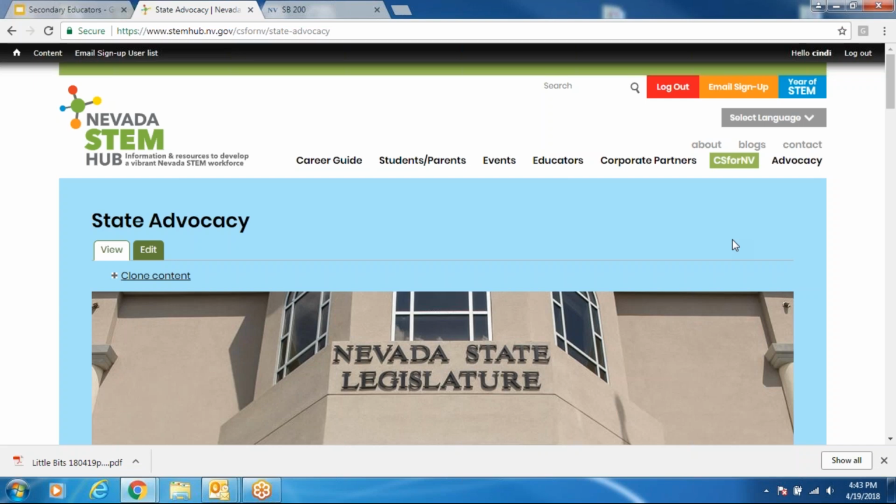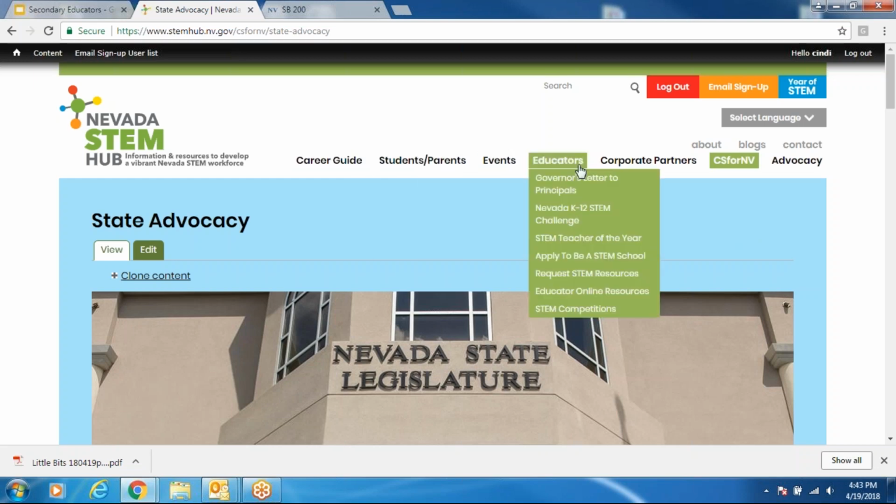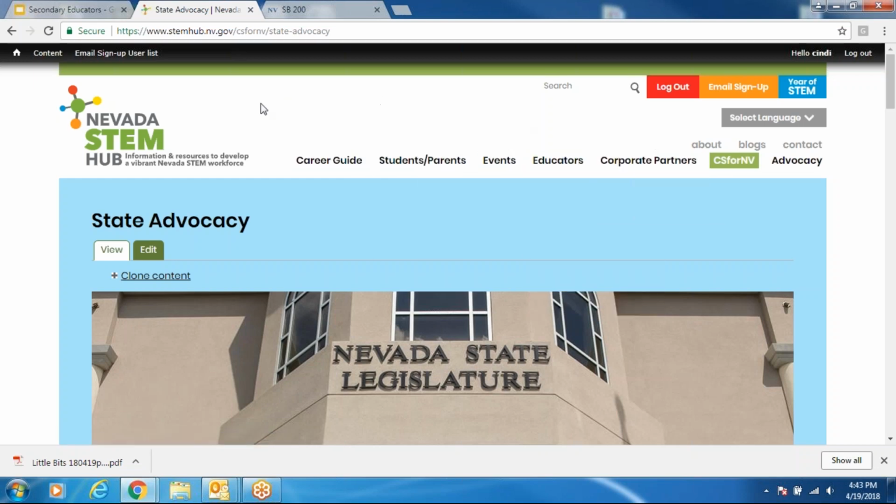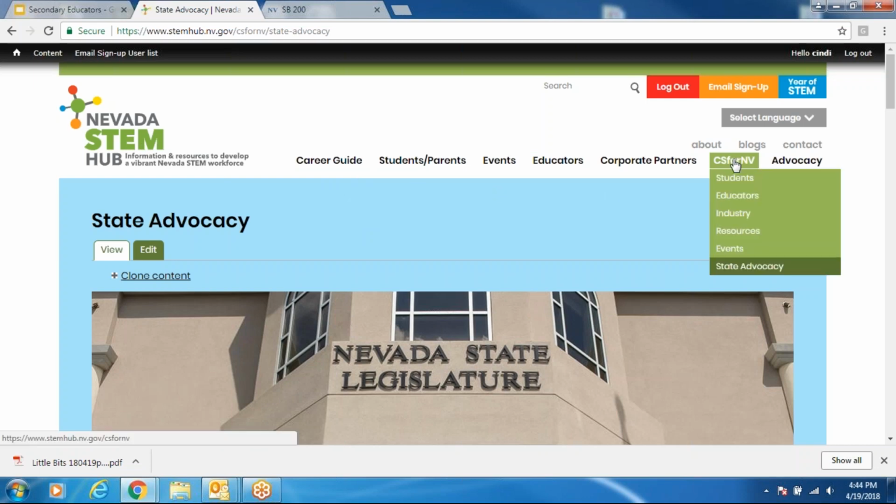Okay. There are no drop-down choices under advocacy, but there are in other tabs. That was one of the questions. When you're on this main menu up here, one thing I want to point out is this is the Governor's STEM Hub site overall, and the Office of OSIT was so gracious to give us a home for our computer science since we fall under STEM.